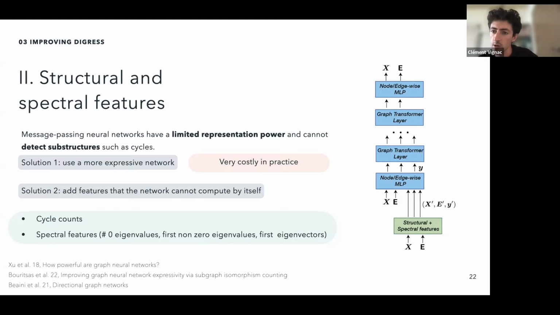So these are things that are computed on the noisy graphs. And this is only possible because the noisy graphs are discrete. If you had fully connected noisy graphs with some Gaussian weights, you would not manage to compute such things easily. So we compute these features and we give them to the network along with the noisy graph.